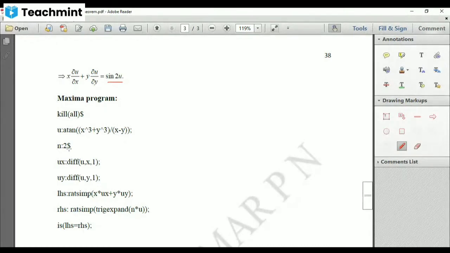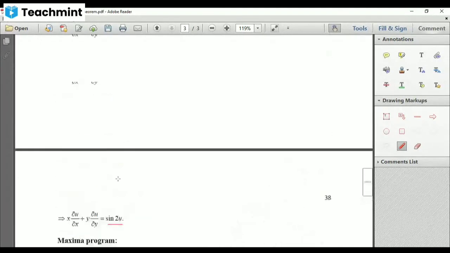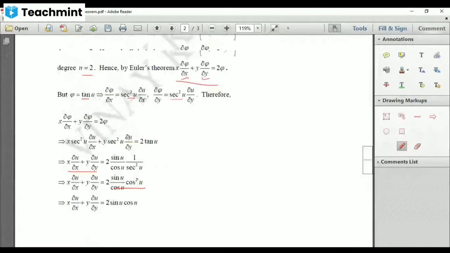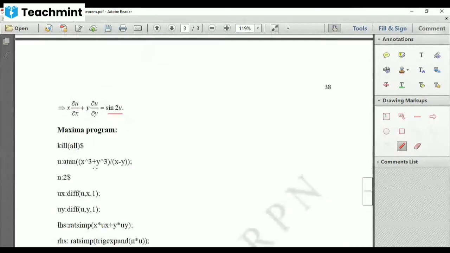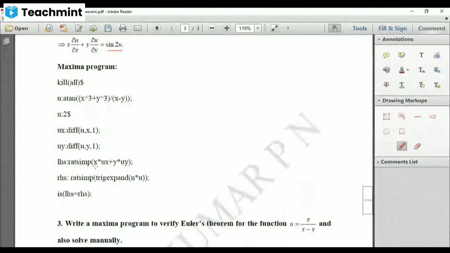It is 2. And what is your ux? Differentiate u with respect to x one time. Uy, differentiate u with respect to y one time. And let us find LHS. What is your LHS? Your LHS is x into dou u by dou x plus y into dou u by dou y. So x into dou u by dou x plus y into dou u by dou y, ratsimp of this. Let us store that one in LHS.